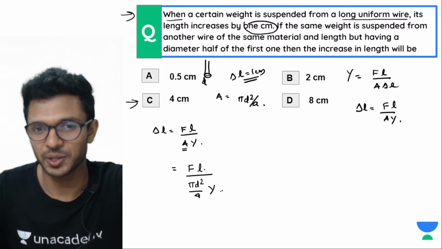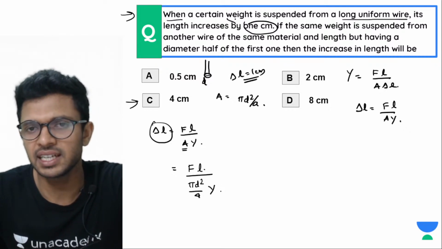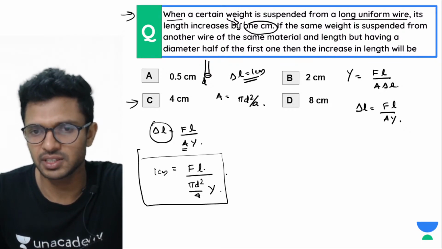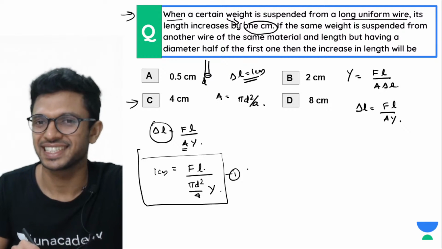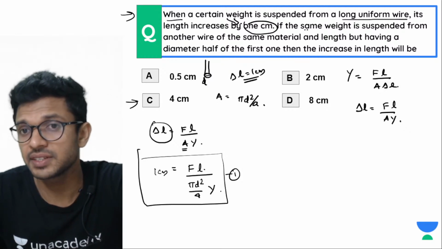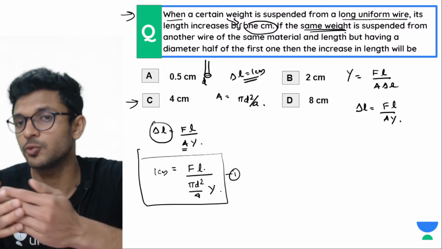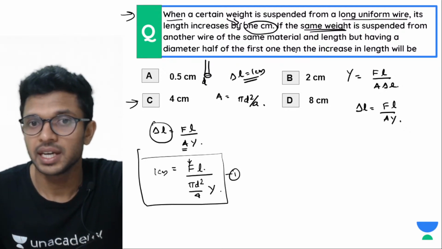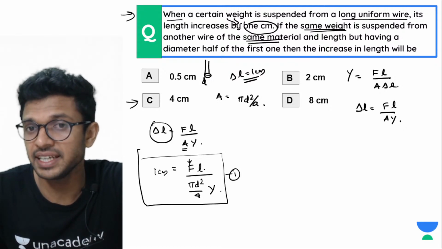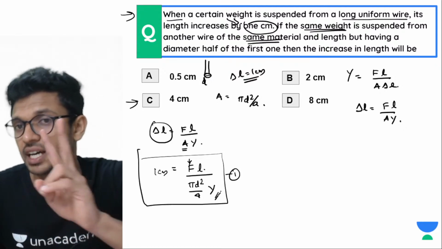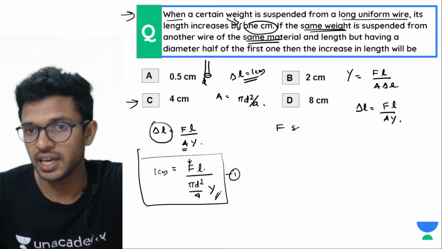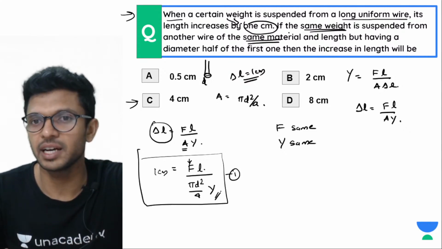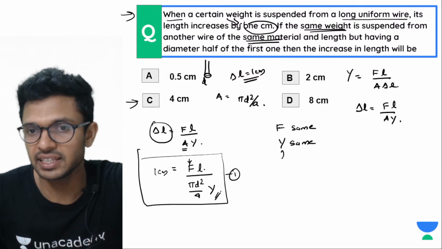Okay. In the first case, what is the increase in length given? 1 centimeter, right? So that I have just substituted here as our first equation. Now, if the same weight is being suspended, the force that you are providing to that particular wire is also the same. It's suspended from another wire of the same material. Material same, so what will be the same? Young's modulus same. So I'll write it down. F is same here. Young's modulus is same. Why? Because our material is the same, right?